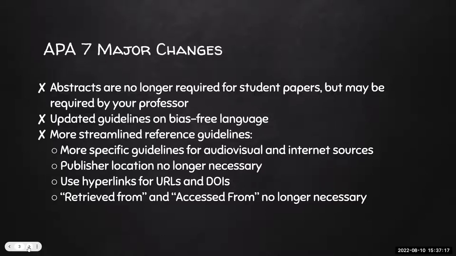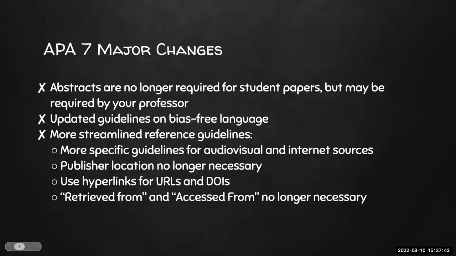The major changes for APA 7 are: 1, abstracts are no longer required for student papers. However, note that your professor may still require one. Also, there's updated information as far as how to use bias-free language, which is inclusive language. For example, instead of saying man-made, you would say human-made.